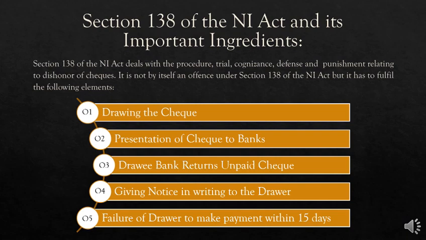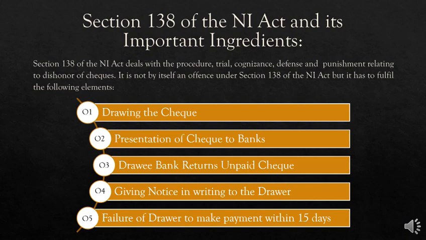Secondly, presentation of check to the banks. The check has to be presented to the bank for encashment. Third, drawee bank returns unpaid check. Because Section 138 talks about dishonor of checks, the drawee bank has to return the check unpaid on account of lack of balance or an agreement between the bank and the drawer, and the bank has to return the same.